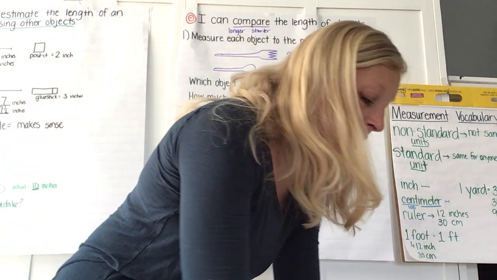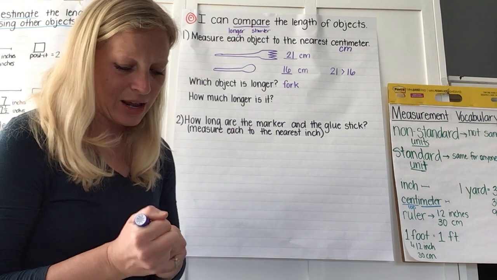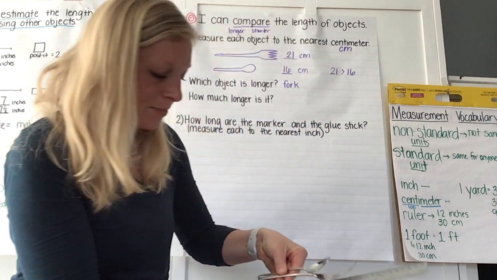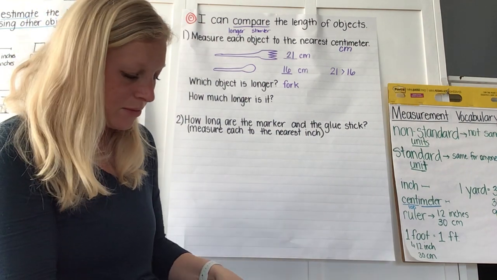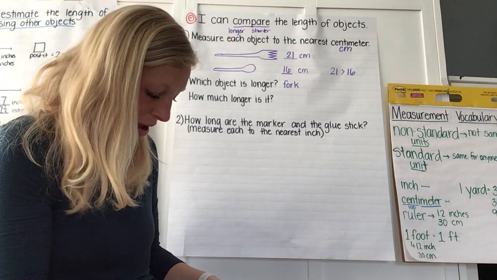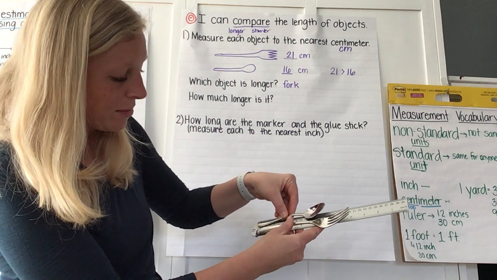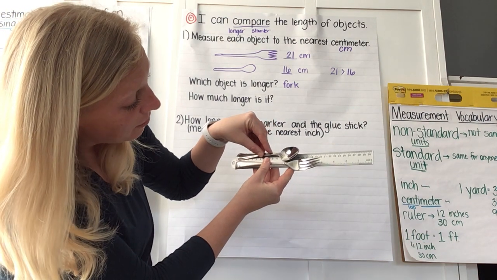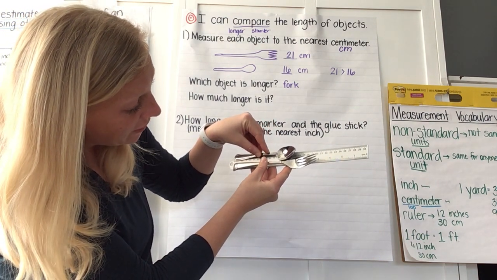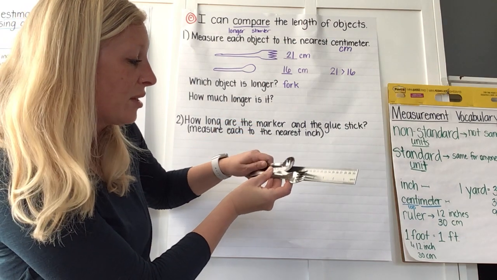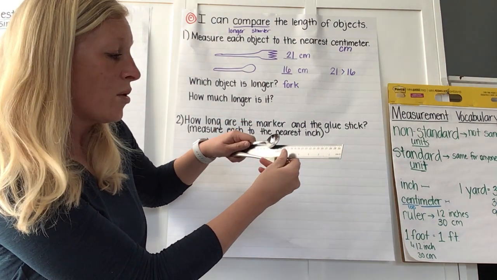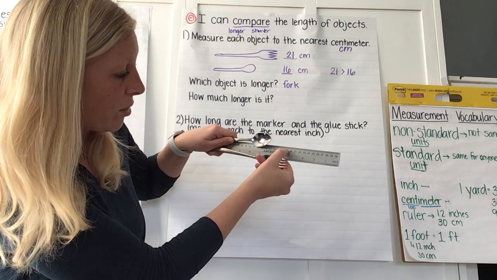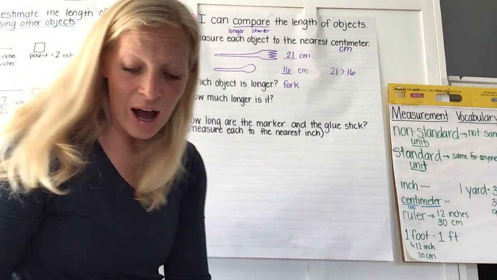Okay, so I could line them up, couldn't I? Ooh, that could be a little tricky. I could line them up, and I could line them up using my ruler, couldn't I? I can see the difference. Okay, I can see where the 16 is, and I can see where the 21 is, and I can find the difference there. 1, 2, 3, 4, 5 little hops.